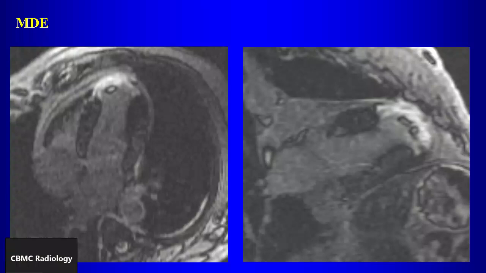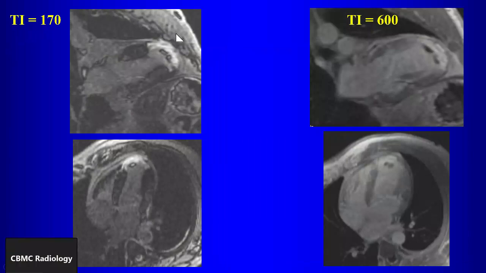Yeah. So to differentiate tumor from thrombus on a 1.5 Tesla unit, what you can do is increase the inversion time to 600. And what happens with thrombus? It gets darker. Yeah, it gets darker, it suppresses.